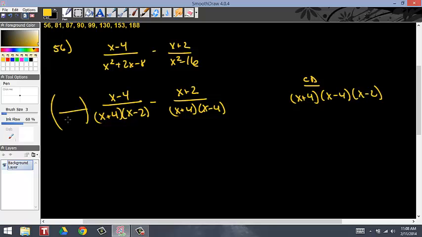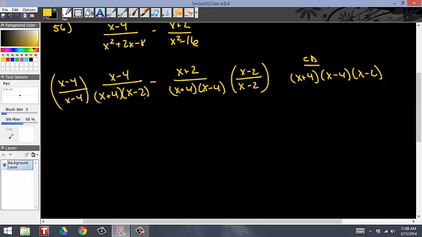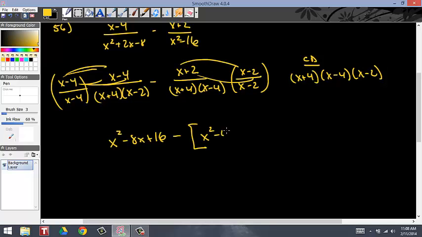So now I've got to multiply by what's missing. This one's missing an x minus 4. This one's missing an x minus 2. Okay, let's go and multiply this out. Let's see here. Well, this is a perfect square trinomial, so this is x squared minus 8x plus 16 minus. Now, remember, this is an entire quantity because I'm foiling it. So it's going to be conjugates, so x squared minus 4.